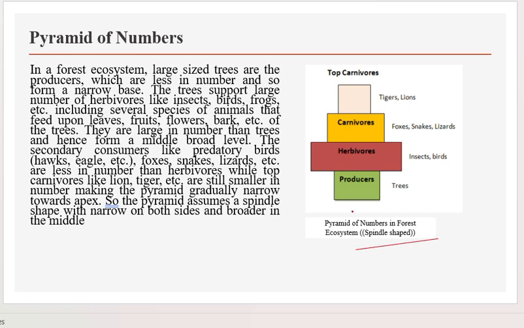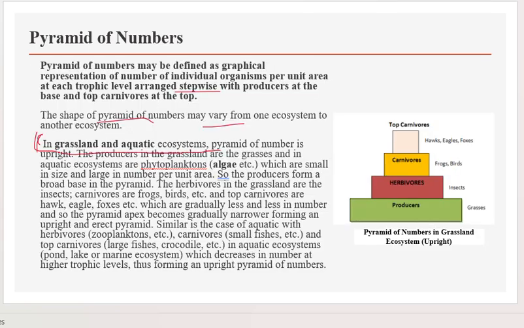What does it mean? It means at the producer level there are fewer numbers, then at the second trophic level there is a larger number. Then again at the third level, the carnivores, they are smaller, and the top is small. So this type of structure is called a spindle shape. Okay, so in a grassland and aquatic ecosystem, the pyramid of numbers is always upright.